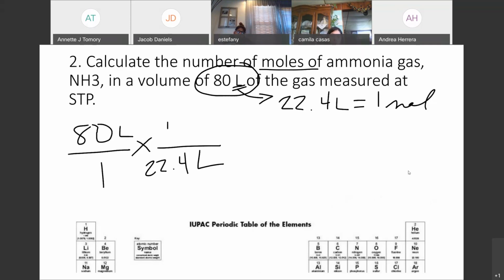1 what? Mole. Don't get lazy with those units. I've had to yell at people. I know I can't physically be there to smack you around, but pretend like I am. All right, so I'm going to do 80 divided by 22.4. What is that going to come out to be? 3.57.